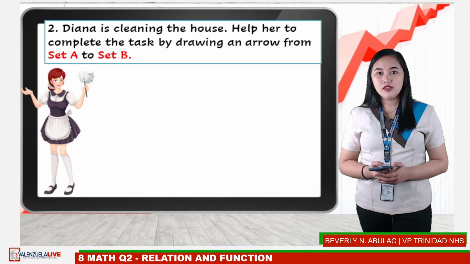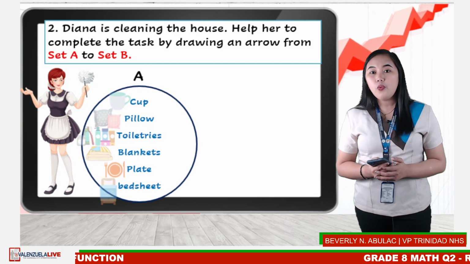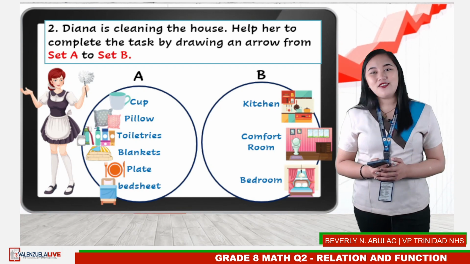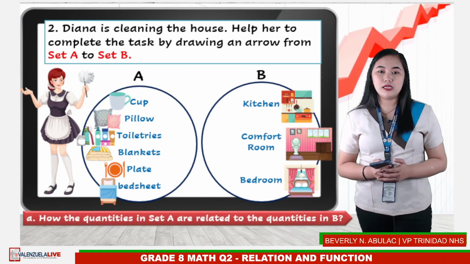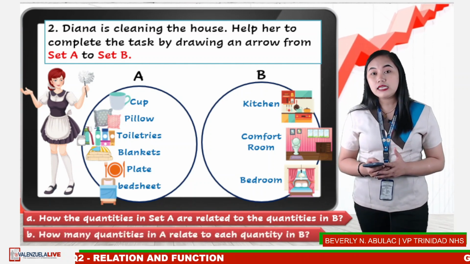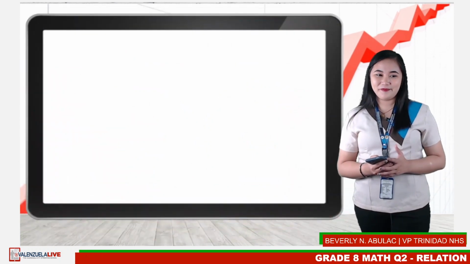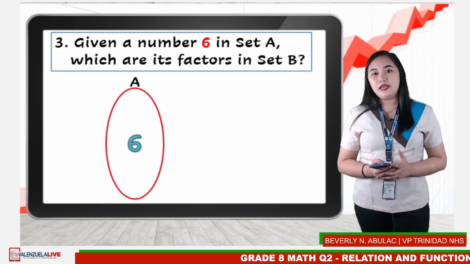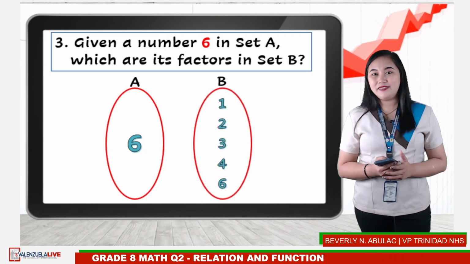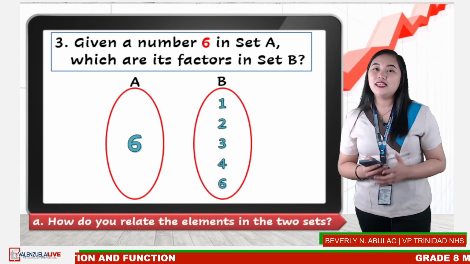Number 2. Diana is cleaning the house. Help her to complete the task by drawing an arrow from set A to set B. Question: How are the quantities in set A related to the quantities in B? How many quantities in A relate to each quantity in B? Number 3. Given a number 6 in set A, which are its factors in set B? Question: How do you relate the elements in the two sets?